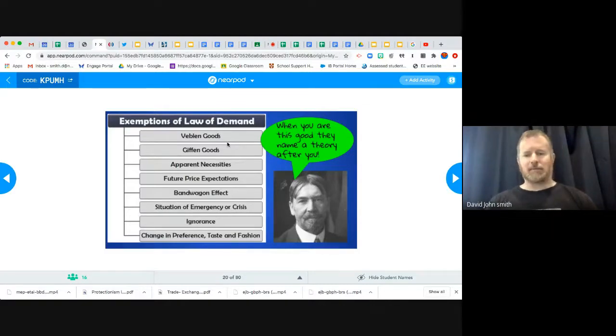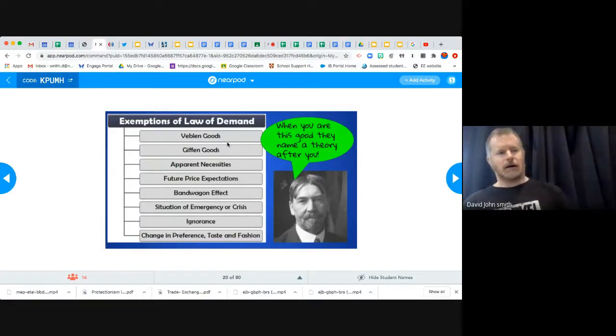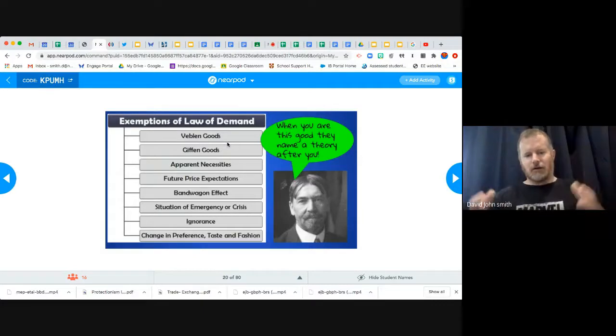Why is it that some people are prepared to pay thousands and thousands of dollars for the new iPhone 12 when they could probably buy, I don't know, some Huawei brand that's a whole lot cheaper? What is it about those particular products? And Thorstein Veblen had an idea.